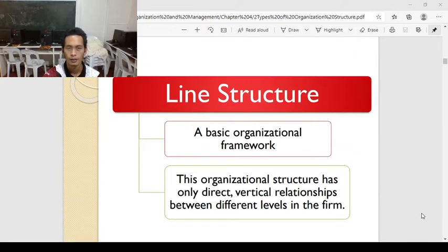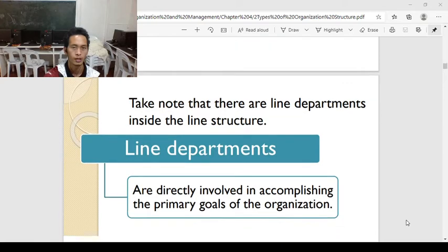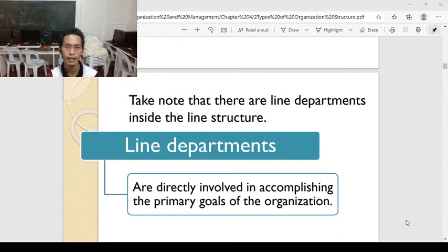The basic organizational framework is called the line structure. This organizational structure has only direct, vertical relationships from top to bottom between different levels. Take note that there are line departments inside the line structure. In a line structure, the relationship is from top to bottom, a vertical relationship.